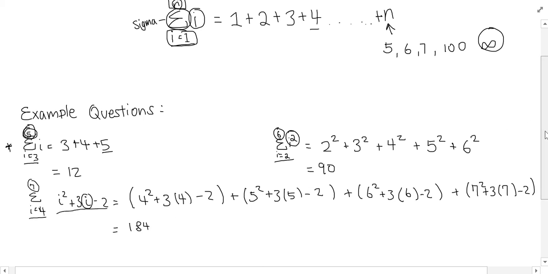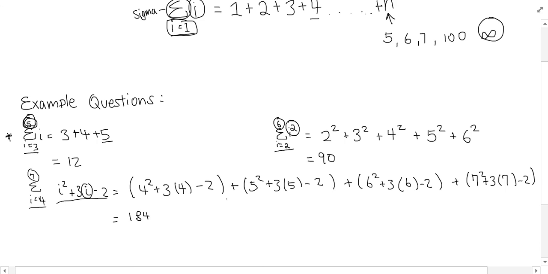Now in the next video, I'm going to talk about summation properties, which make this process right here a whole lot easier for you guys.